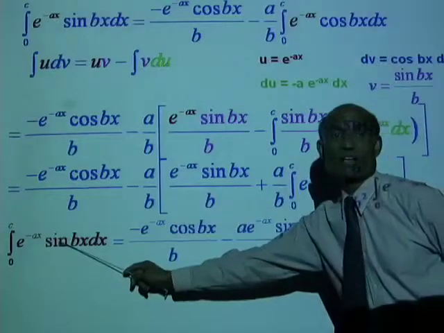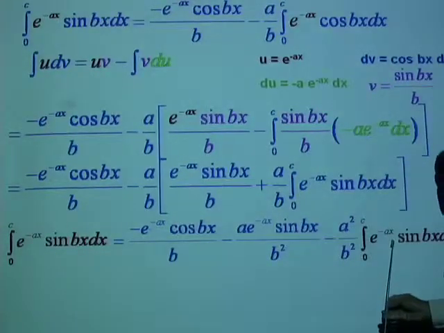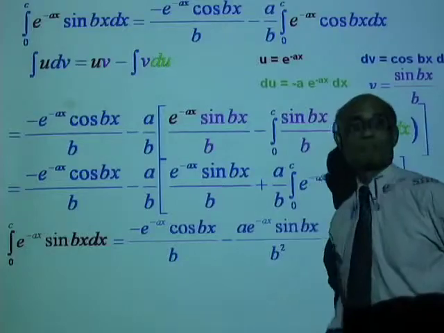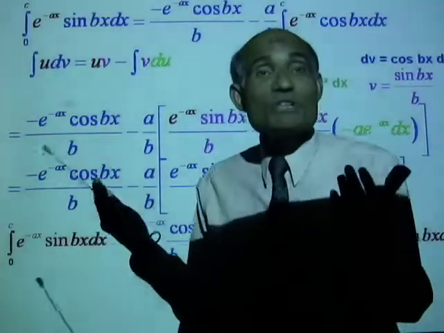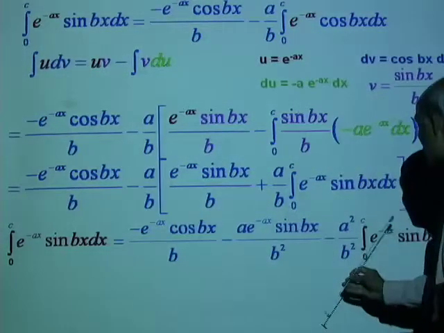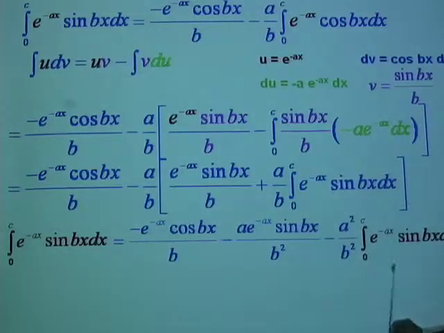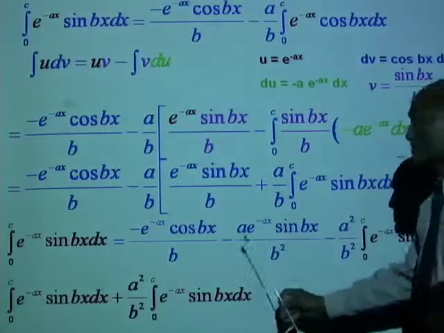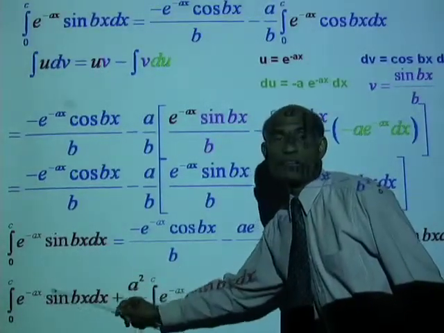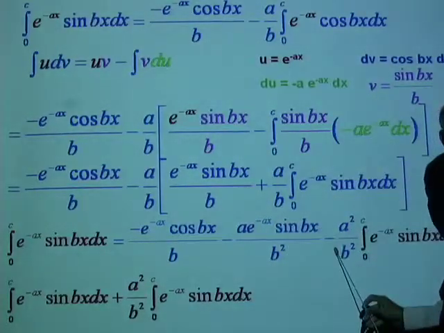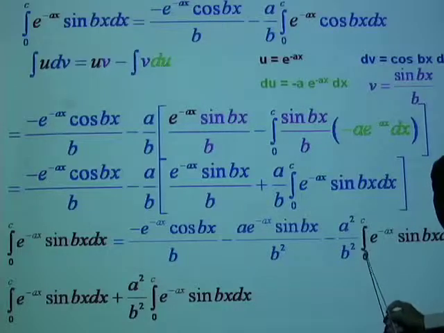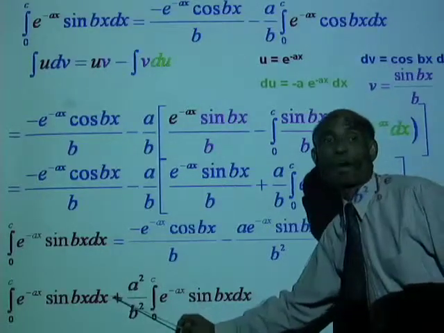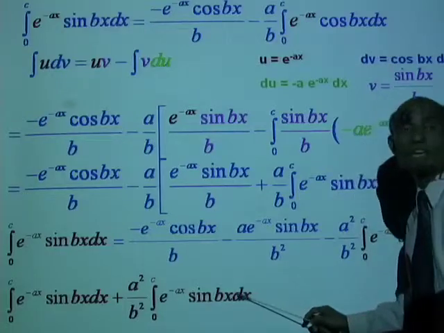Alright, now you can see I colored the left hand side and part of the right hand side red. Why did I do that? Well, because they are both the same. And so, all we need to do is try and combine them. So all we need to do is move this whole term containing this to the left hand side and combine them together. Let's do that. So what I did is, this is the left hand side there, and I moved negative a squared over b squared integral 0 to c e to the negative ax sine bx dx to the left hand side. It became positive a squared over b squared, the same integral.